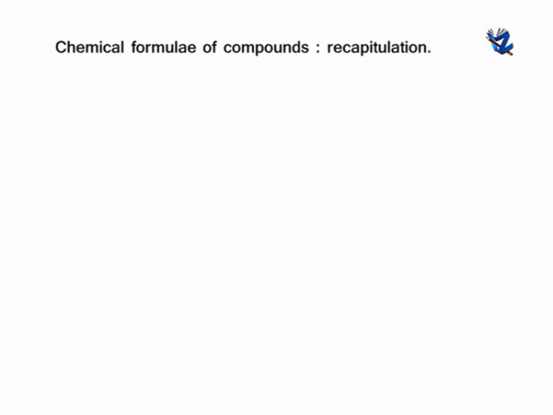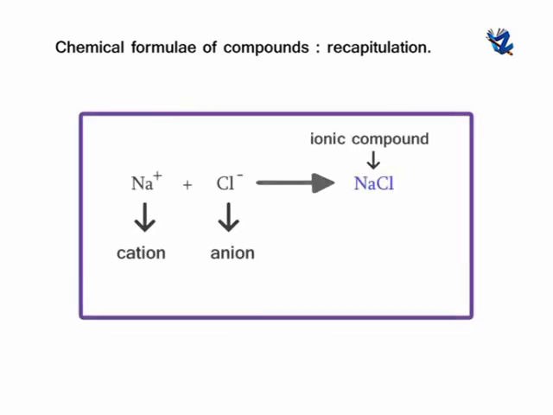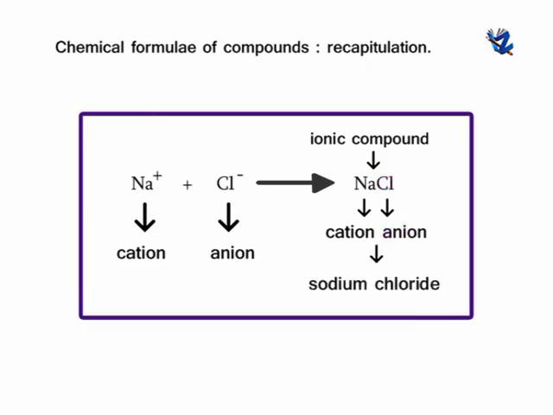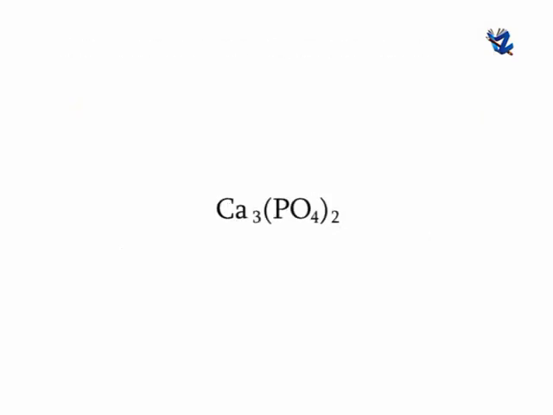Then chemical formulae of compounds, recapitulation. The name of an ionic compound has two words. The first word is the name of the cation, and the second is the name of the anion. For example, while writing the formula of a compound such as sodium chloride, the symbol of the cation is written on the left, and adjoined to it on the right is the symbol of the anion. The charges are not shown, though the number of the ions is written as a subscript on the right of the symbol of the ion.